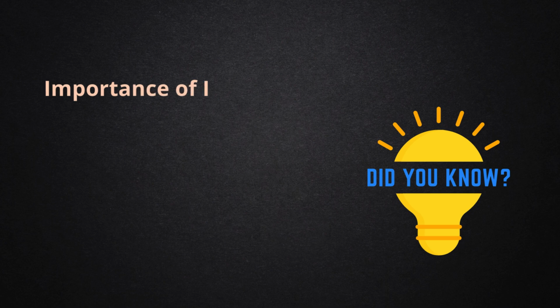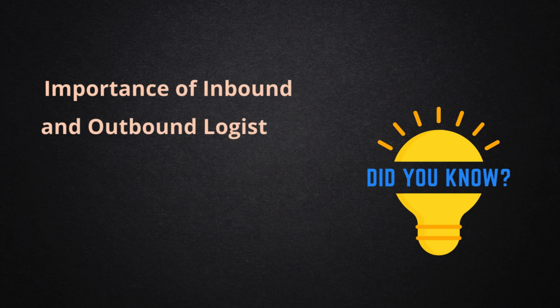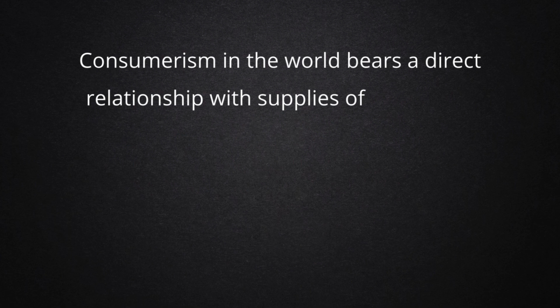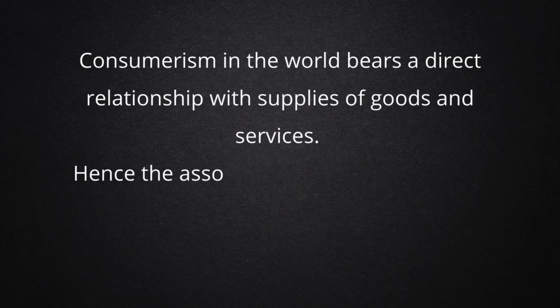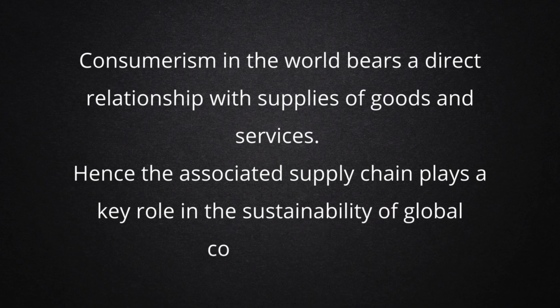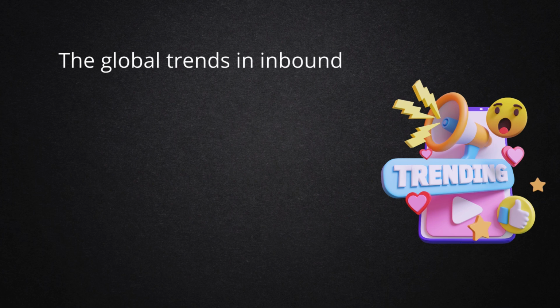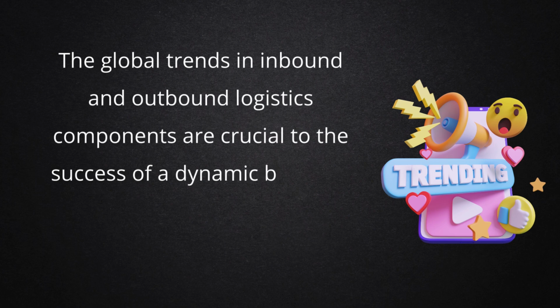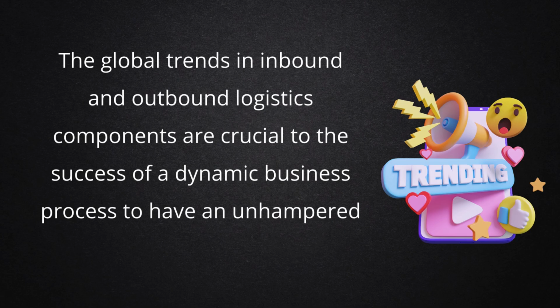Here is the discussion on the importance of inbound and outbound logistics. Consumerism in the world bears a direct relationship with supplies of goods and services. Hence, the associated supply chain plays a key role in the sustainability of global consumerism. The global trends in inbound and outbound logistics components are crucial to the success of a dynamic business process to have an unhampered state for consumerism.